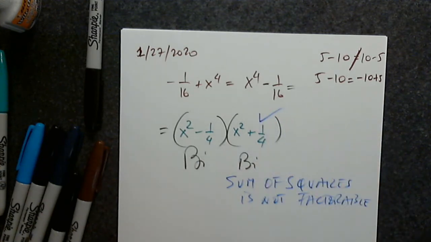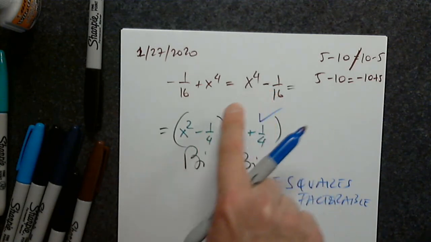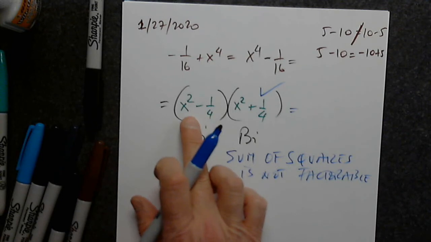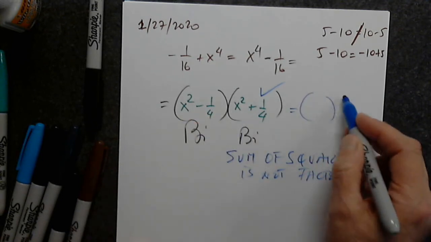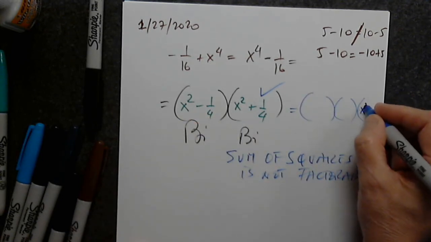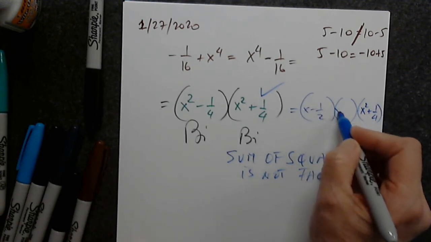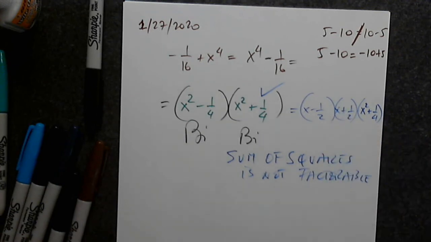This stays as is. But the difference of squares, I can apply the same formula one more time, or the same special product. So how do I write this as a difference of squares? Yes, and x plus 1/2. So this is the complete factored form of x to the fourth power minus 1 over 16. Questions?